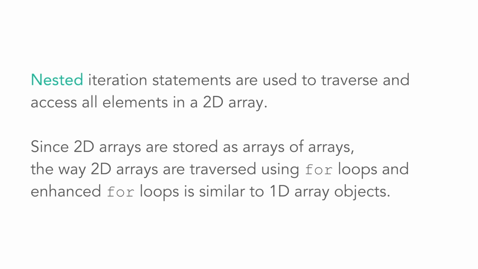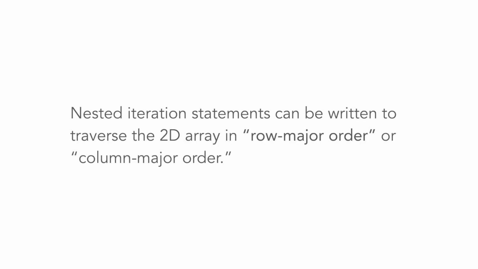Since 2D arrays are stored as arrays within arrays, the way 2D arrays are traversed using for loops and enhanced for loops is similar to 1D array objects. Nested iteration statements can be written to traverse a 2D array in row major order or column major order.